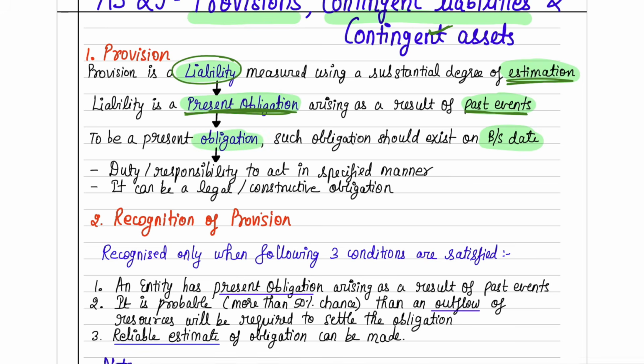The obligation might be in two different forms. Either it might be a legal obligation where you might have to pay fines, penalties, etc., or a constructive obligation, like because of your past acts, today also you have to do it, or it might be a responsibility or a duty that you have to act in a specified manner. So, any kind of obligation it can be. I hope you understood what does provision mean.